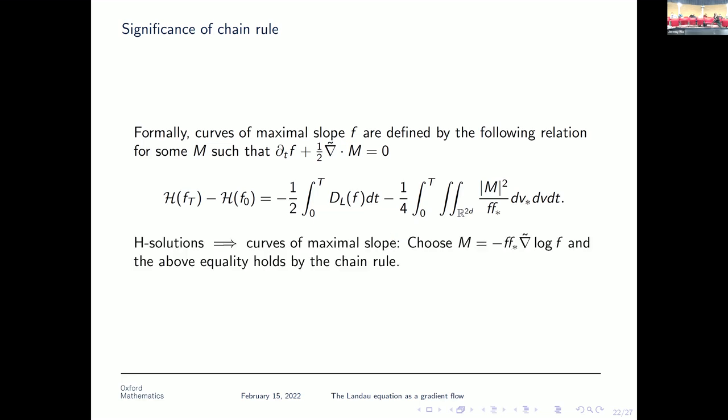So just to give a very short proof about the equivalence, if you believed in the chain rule, H solutions, or if you like weak solutions, imply curves of maximal slope by saying choose your flux to be minus ff star nabla tilde log f, so that the generalized continuity equation becomes exactly the Landau equation. And then when you plug that into this equality, or with the chain rule, this equality holds, and that gives you that you are a curve of maximal slope or gradient flow.